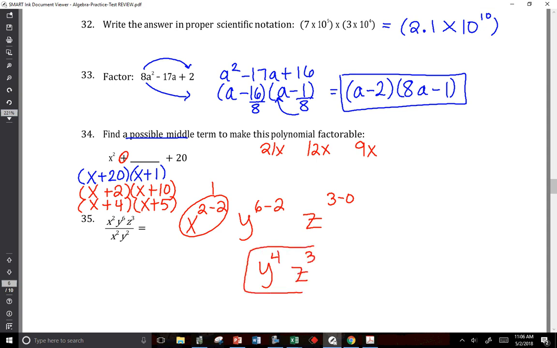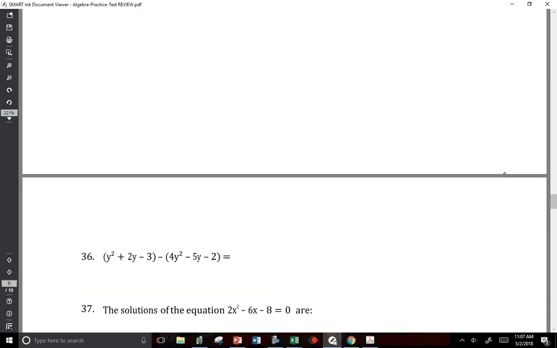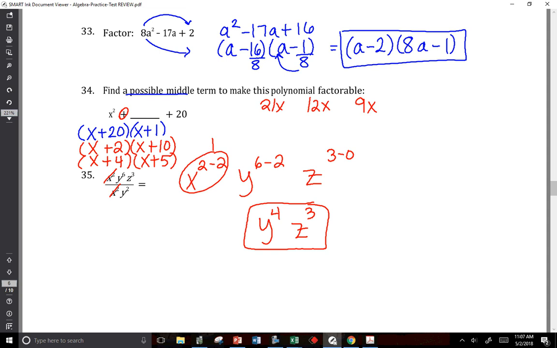36, what's your first step? Distribute. Distribute what? Negative. -1, right? Minus sign. Do y'all see that this is not a FOIL problem? This is just to combine like terms since there's a minus in between. It's not like FOIL or do your rectangle or whatever. So we're going to rewrite it without parentheses. So I have y squared plus 2y minus 3 minus 4y squared plus 5y plus 2. So all I've done is change all the signs. Okay? Did I change them all? Am I okay? Yes.